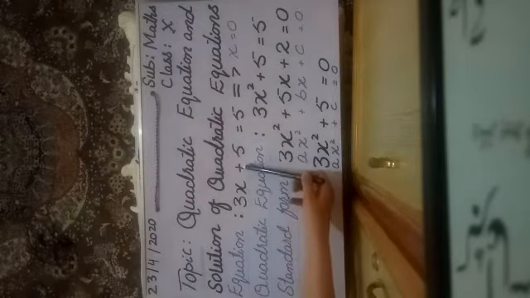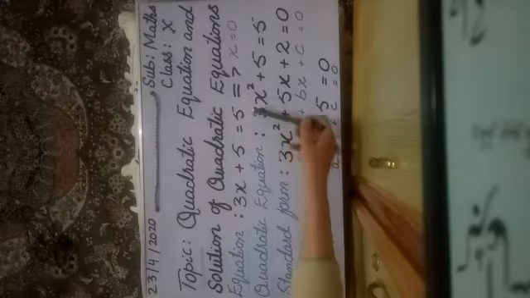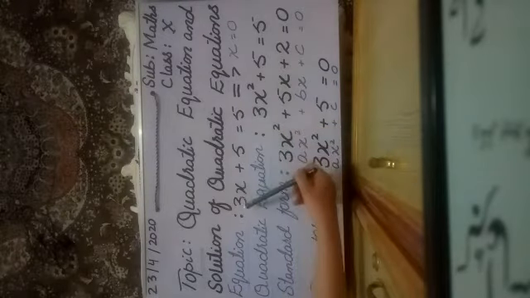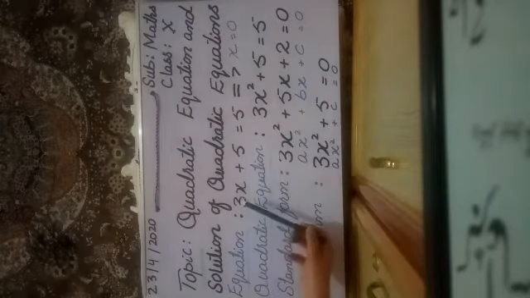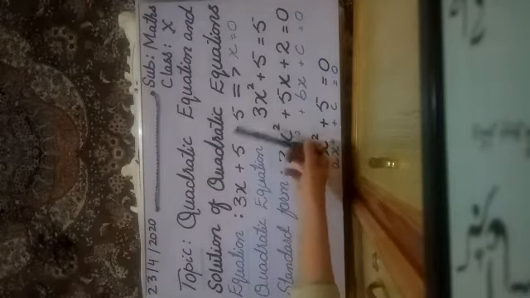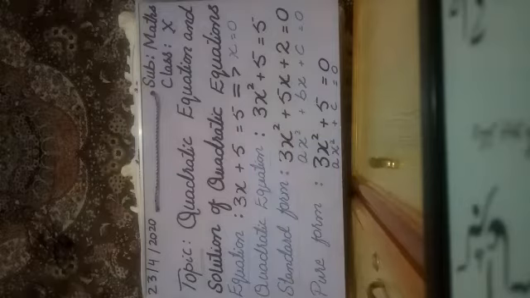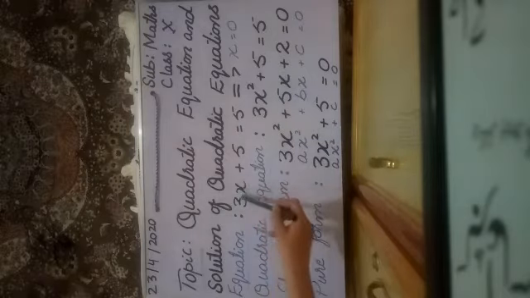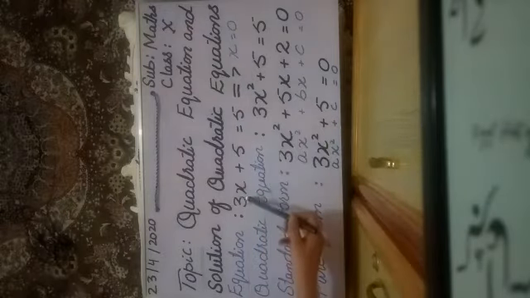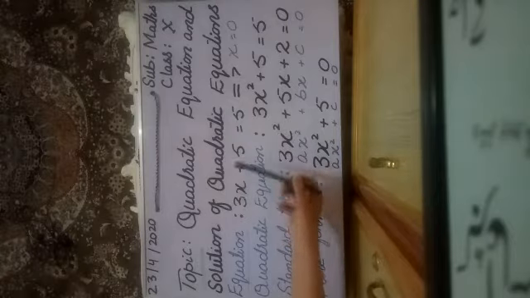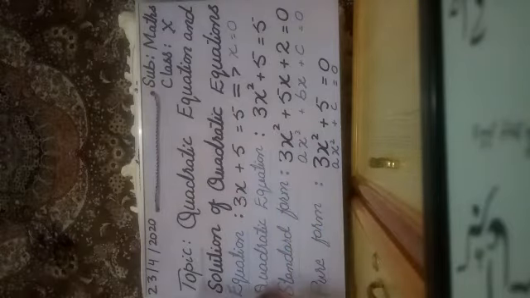Equation is a mathematical statement where two things are equal. Like if we say 3x plus 5 is equal to 5. Apparently, both sides don't seem to be equal. Why? Because here the value of x is unknown. But if I put the value of x as 0, then 3 times 0 will be 0, 0 plus 5 will be equal to 5. So both sides are equal.